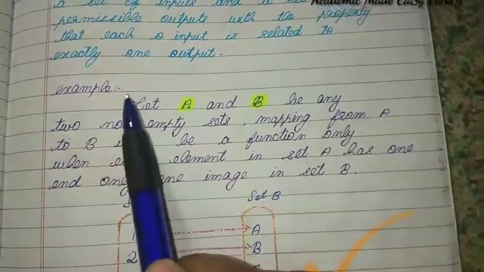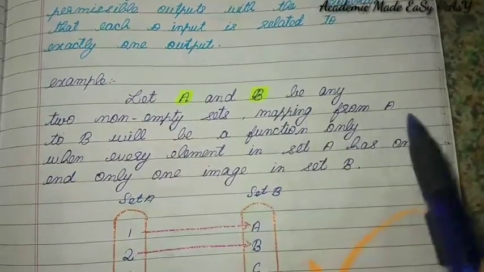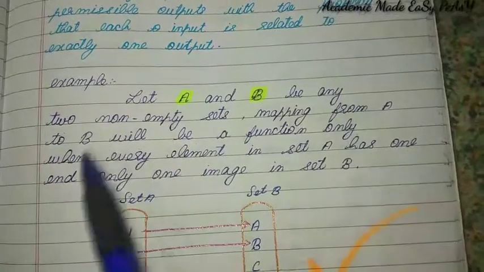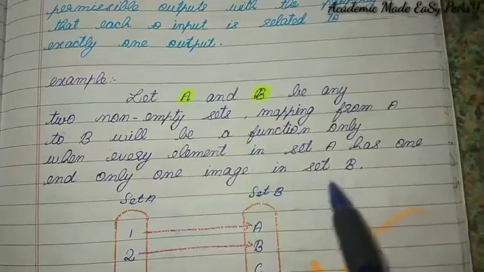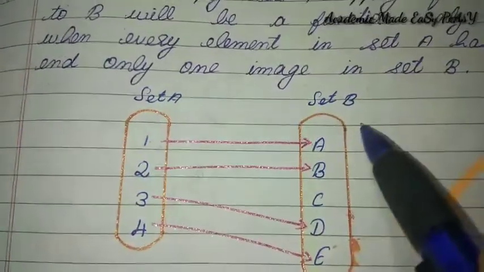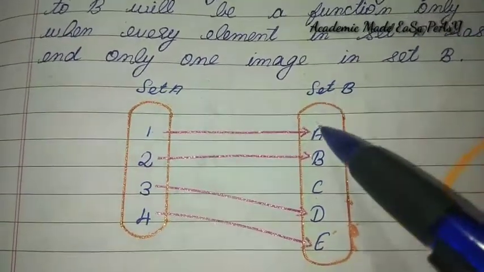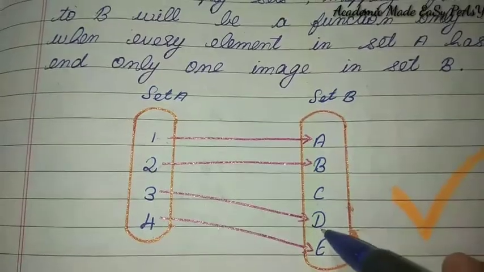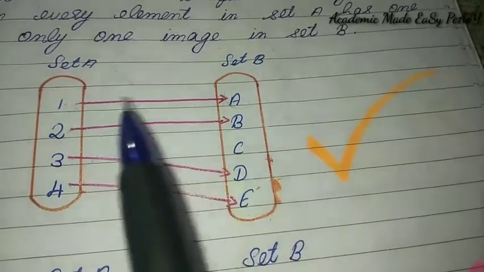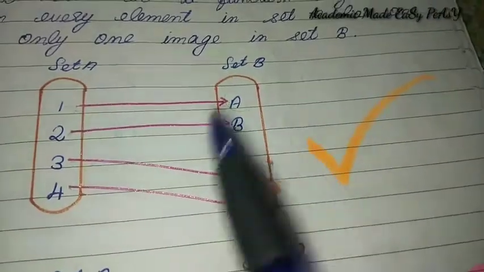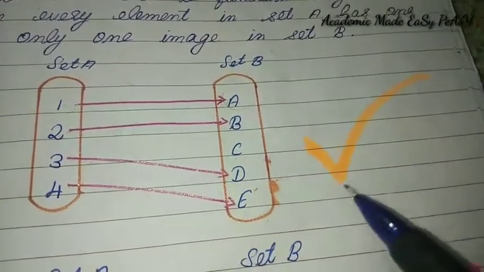So now let's see an example. Let A and B be any two non-empty sets. A mapping from A to B will be a function only when every element in set A has one and only one image in set B. Set A contains the elements 1, 2, 3 and 4. Set B contains the elements a, b, c, d and e. Now if we see this example, it will be clear, I think. Every element is mapped to one element in the codomain, so automatically it is a function. So this is a function.